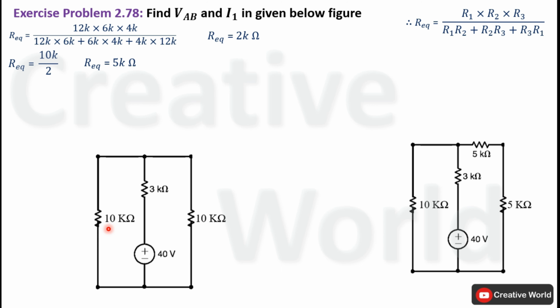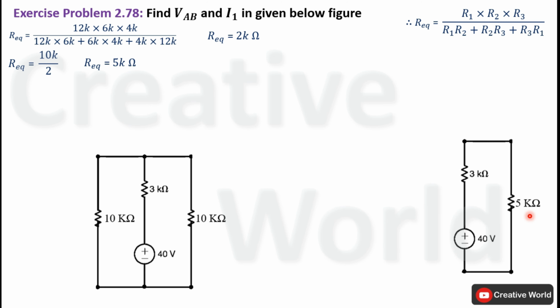Modify the circuit by replacing these resistances with a single resistance having the value of 10 kilo ohm. Again, these two resistances are converted into parallel connection and both have the same value of 10 kilo ohm. Their equivalent resistance will be 5 kilo ohm as we have calculated in the previous step. So we can modify the circuit by replacing these two resistances with a single resistance having the value of 5 kilo ohm. Circuit is simplified. Now we can calculate current through this network. We have a voltage source connected across 8 kilo ohm resistance. So the current through this network will be 40 volt divided by 8 kilo ohm. Value of current will be 5 milliampere.